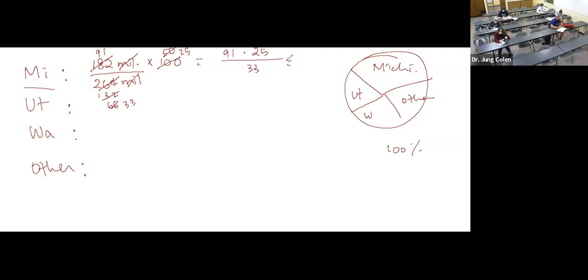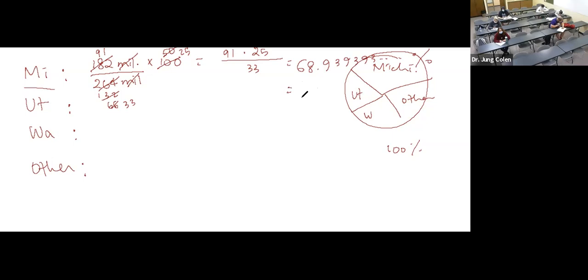Or you can just use your pencil and paper. What did you get here? Did anybody calculate that? You didn't? I will do that for you. 91 times 25 divided by 33. You get 68.9399393 percent, right? How do we round this?